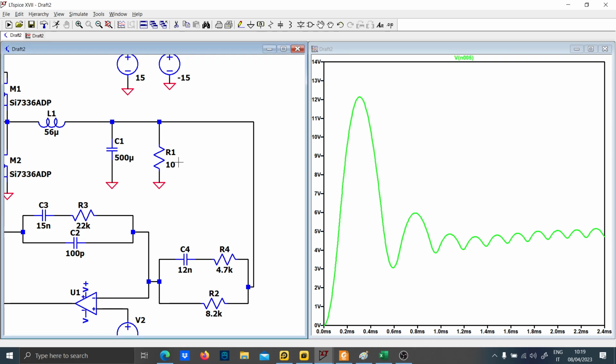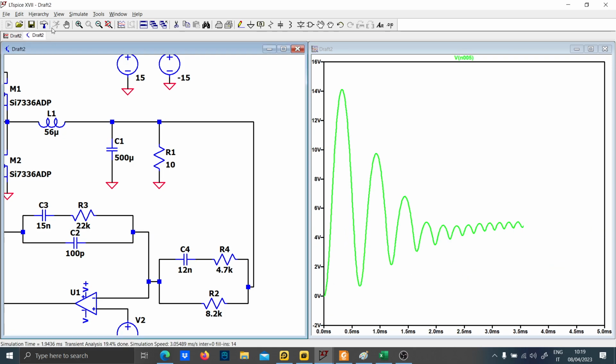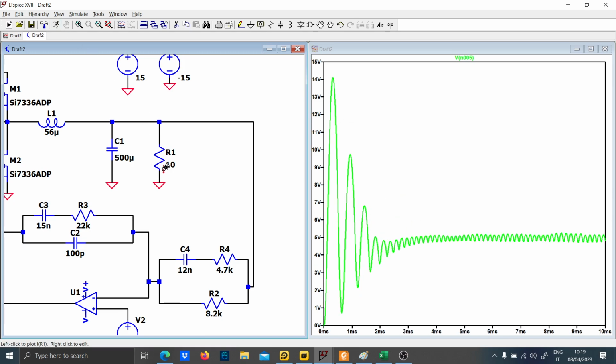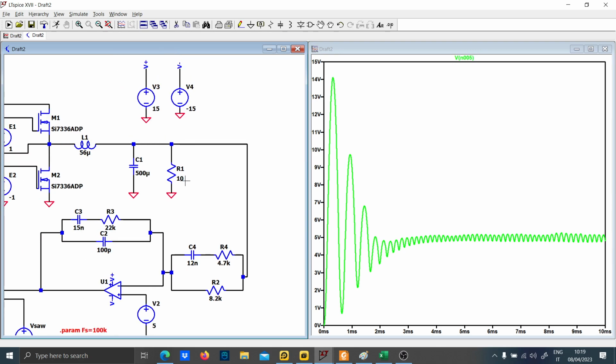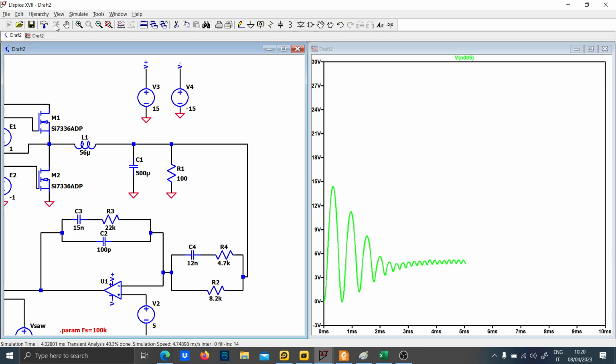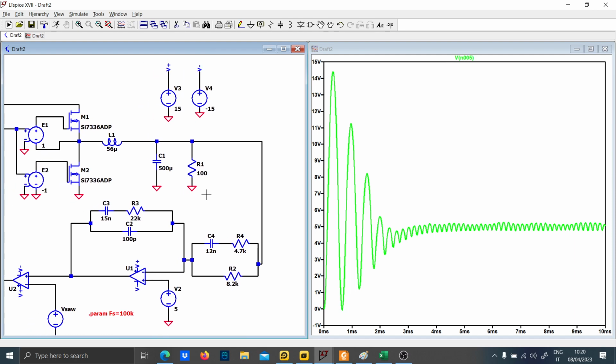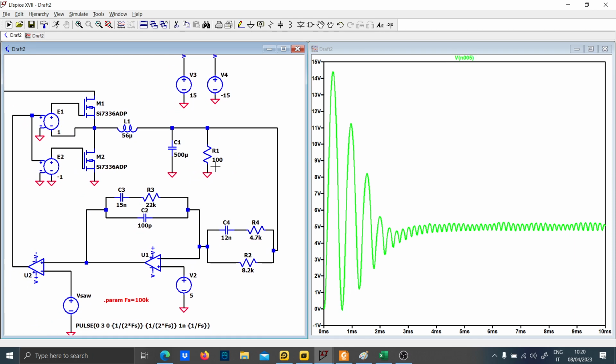Basically, this will change with the load, because you are switching from CCM to DCM, and if you put a very, very high load, this will be basically a disaster, as you can see, because this is a DCM condition, and the buck converter is not designed for DCM condition.